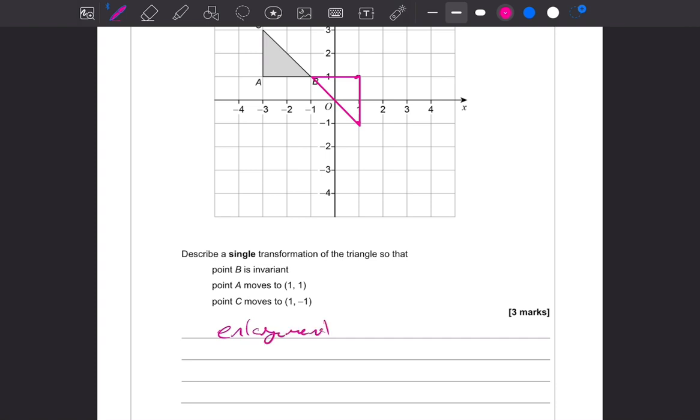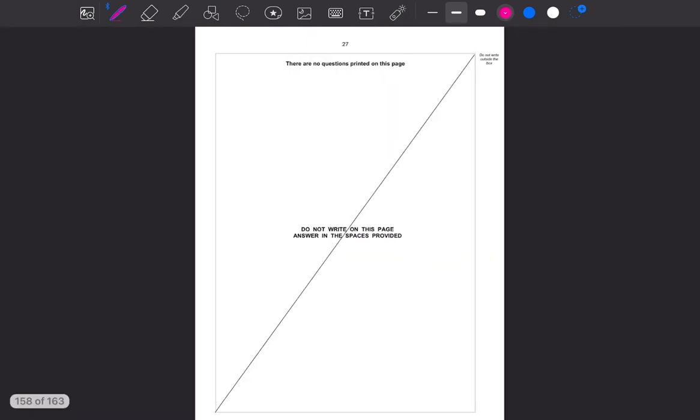Enlargement about B, scale factor minus 1, or rotate 180 degrees about B. Either direction, clockwise or anti-clockwise here. 180 degrees are the same thing. Is that it? End of questions.